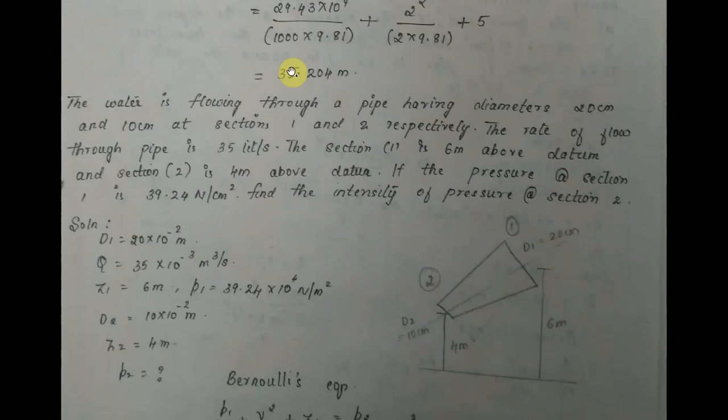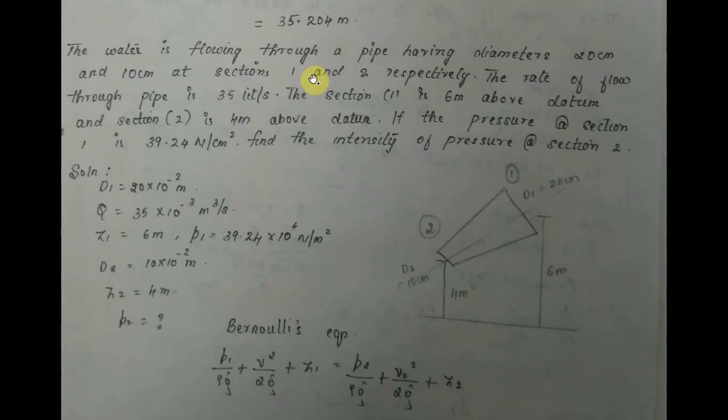The next problem: water is flowing through a pipe having a diameter of 20 centimeters and 10 centimeters at section 1 and 2 respectively. The rate of flow through the pipe is 35 liters per second. Section 1 is 6 meters above the datum and section 2 is 4 meters above the datum. If the pressure at section 1 is 39.24 Newton per centimeter square, find the intensity of the pressure at section 2. So there are two sections, section 1 and section 2.